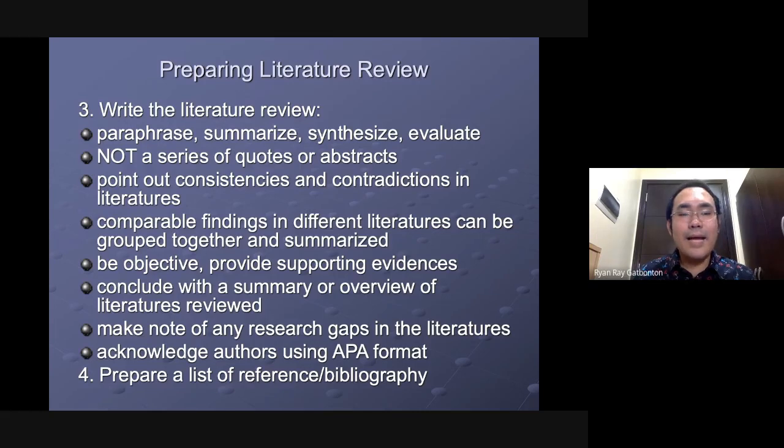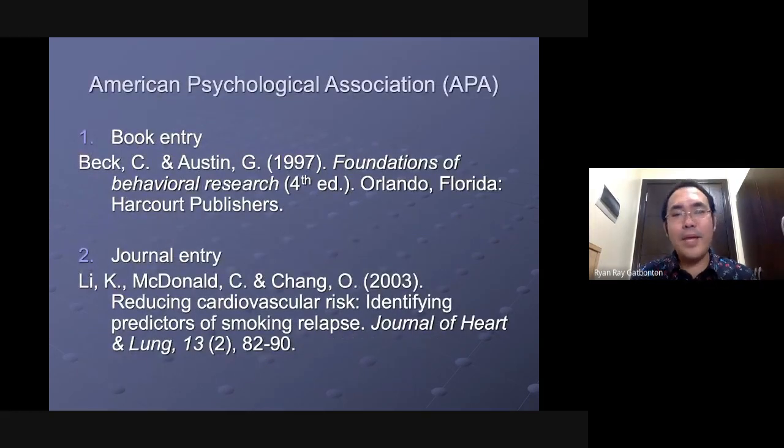And acknowledge the authors using the APA format. The APA format requires you to have an in-text citation, which we will discuss later on, and also a list of references or bibliography, which is located at the last part of your paper, just after your chapter 5. Now, the APA format of citation looks like this. I know some of you are familiar with this, but I would like to reiterate what the APA format looks like.